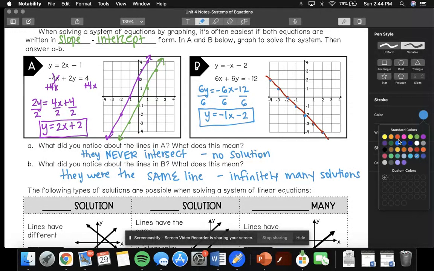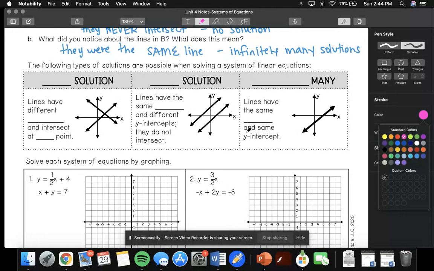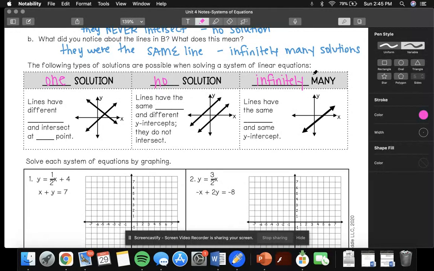So remembering stuff about equations, this now comes into effect when we solve a system. Okay, so there are 3 different types of solutions we can have with solving a system. We could have one solution, we could have no solution, and we could have infinitely many, just like when we solved equations. Okay, if lines have different slopes, they will intersect at one point.